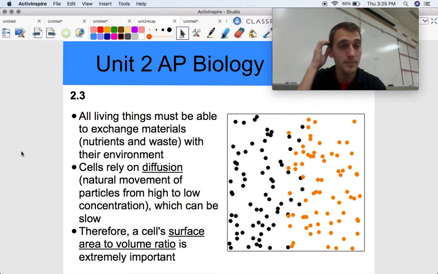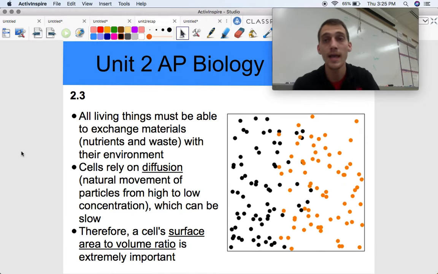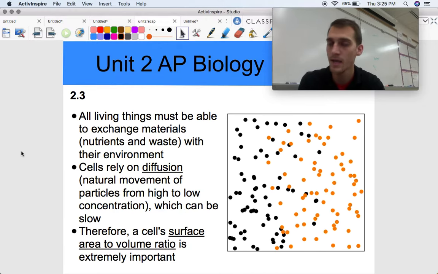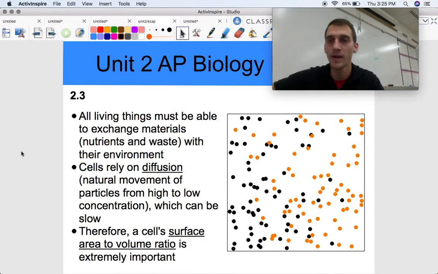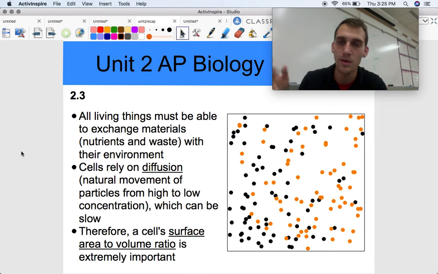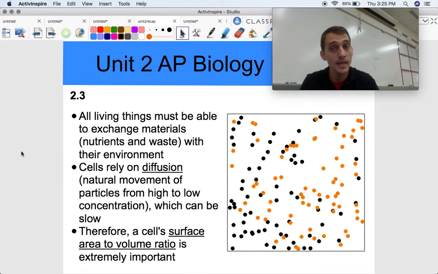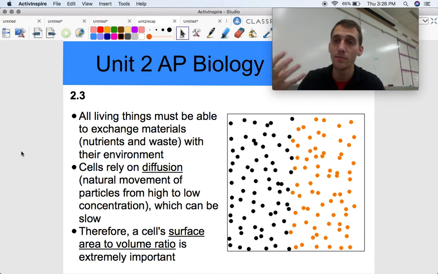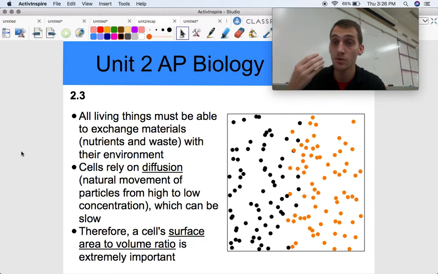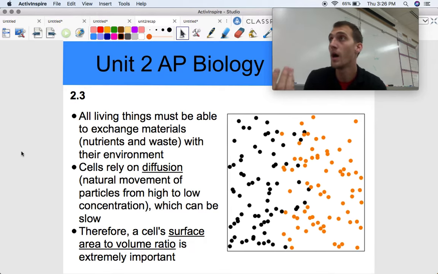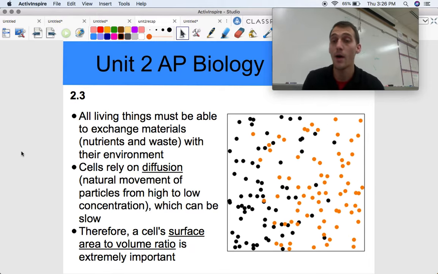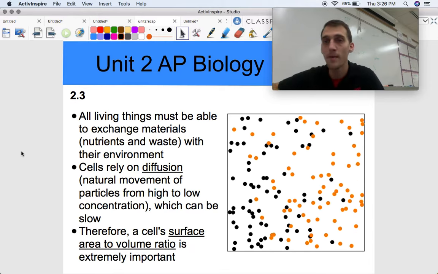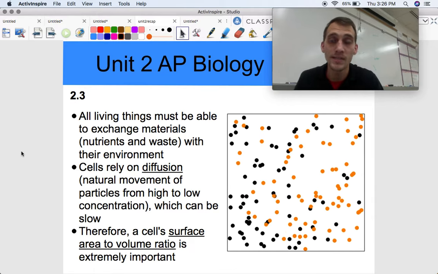All living things must be able to exchange material, aka nutrients and waste, with their environment. You eat food, you get rid of waste, you have to exchange materials with your environment. Same for every other living thing. It's one of the rules of being alive. So if you're a cell, you don't have specialized systems that allow you to take in food really fast and eliminate waste really effectively, or breathe in oxygen and send it to your body super fast. Cells don't really have that.